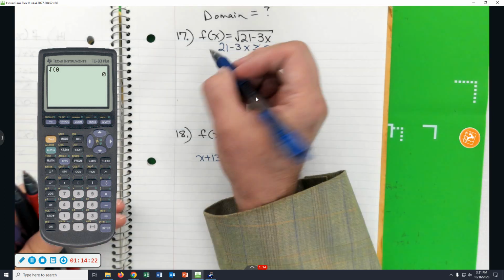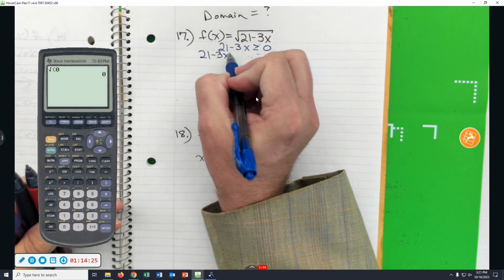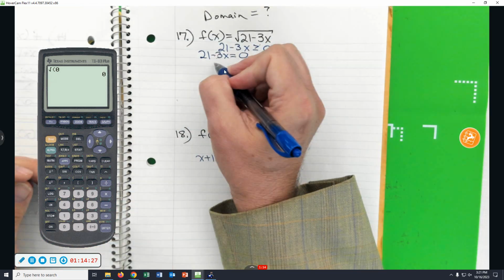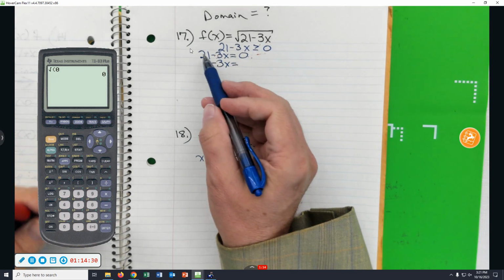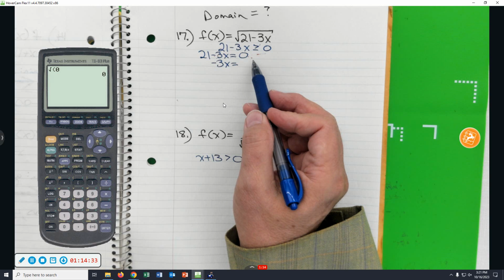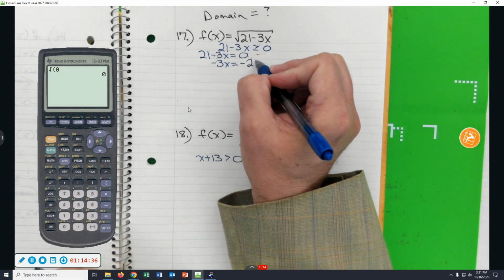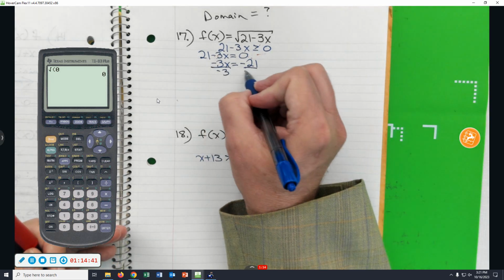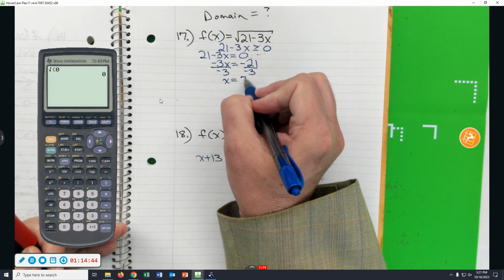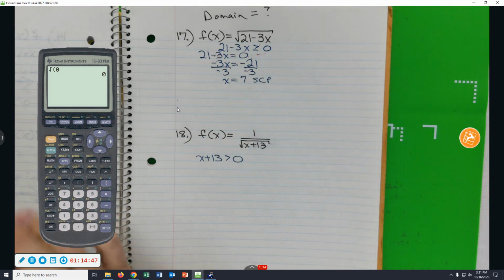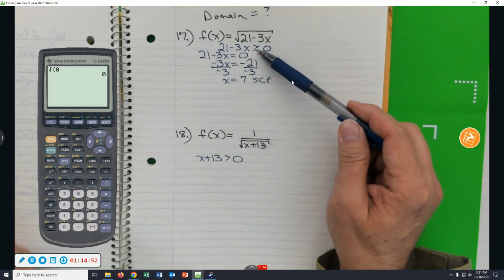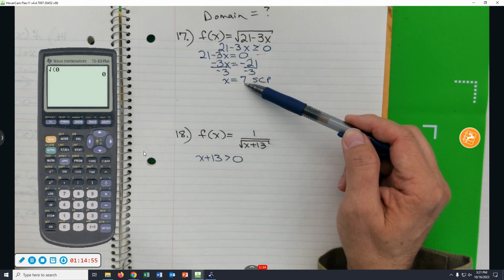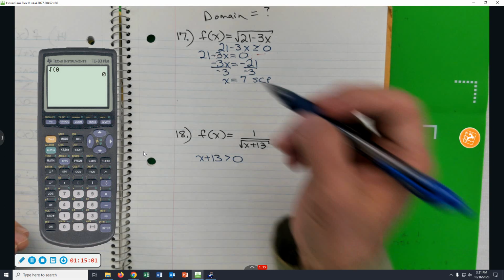You ask yourself, when is 21 minus 3x equal to 0? Well, that's when negative 3x is equal to, move that number over, what am I going to have? Negative 21. And then what do? Divide by -3 to give me x equals 7 for my solution cut point. Equality is allowed, so am I going to label this number with an open circle or a closed circle on the number line? Closed circle, I agree.